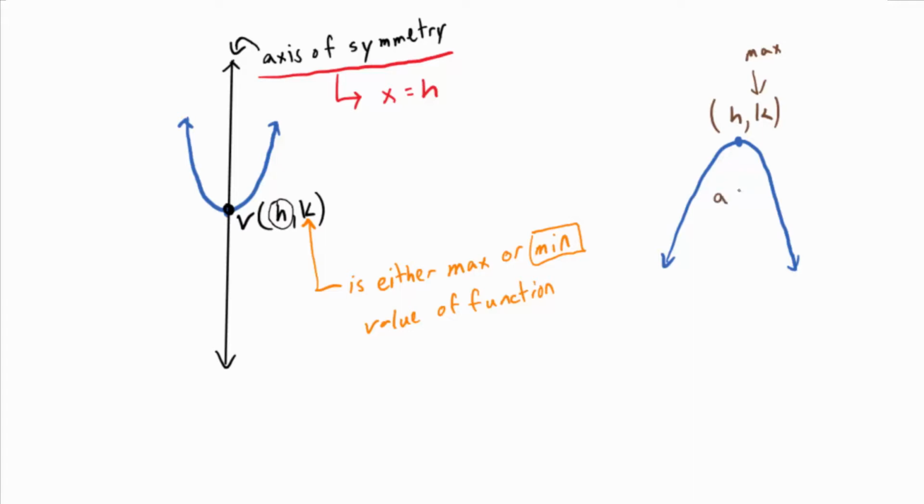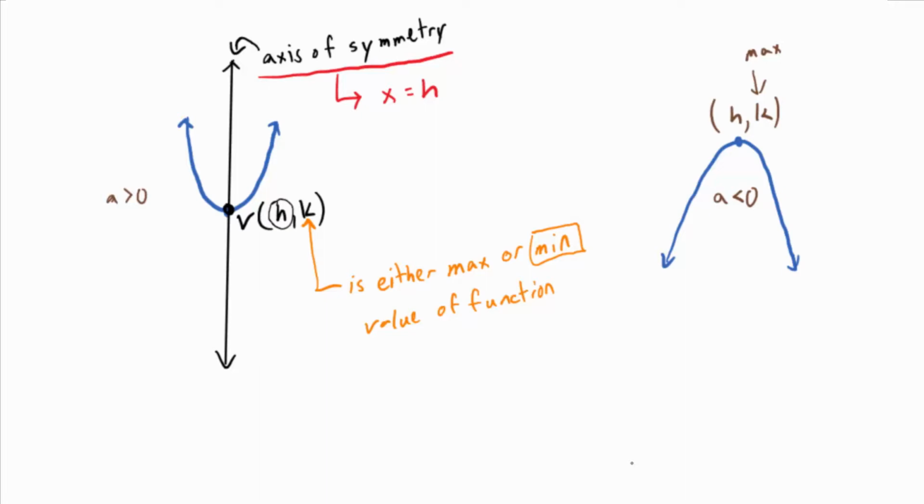In other words, if a is less than 0, it's going to have a maximum value, right? Because that means it opens down. It has a high point. If a is greater than 0, that means it's going to have a minimum value because it opens up. And so the vertex corresponds with the minimum, but the actual minimum value of the function is the second coordinate.